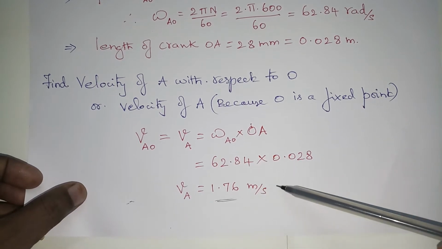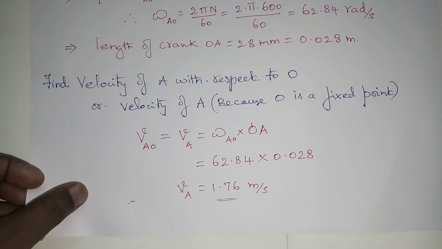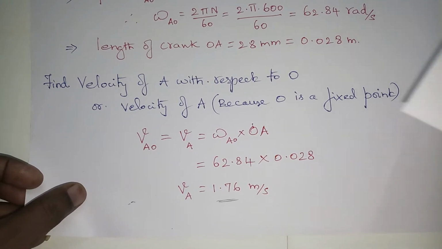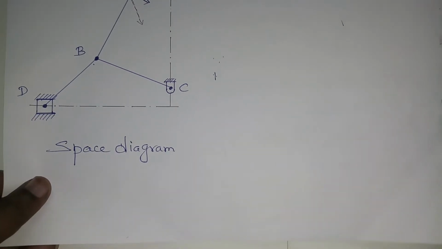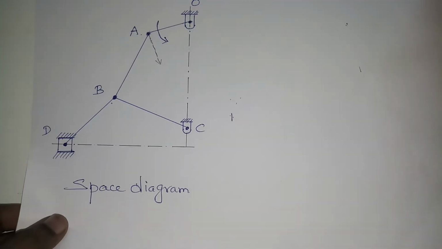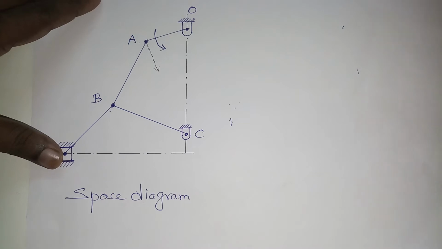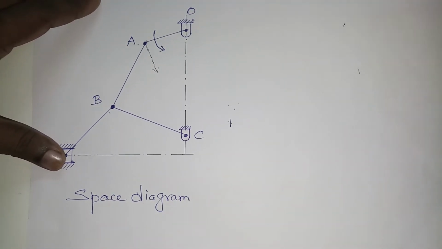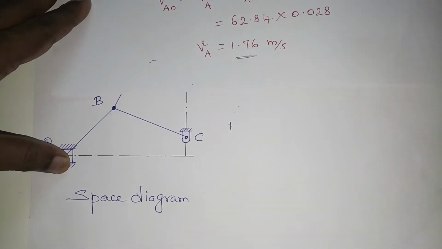So once you know the velocity of the input link, you can start constructing your velocity diagram. Okay, so let us see how to construct the velocity diagram for the available velocity input. Here we can see the velocity value is 1.76 meter per second.